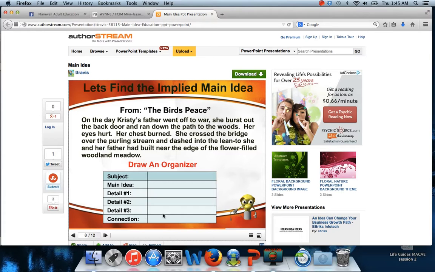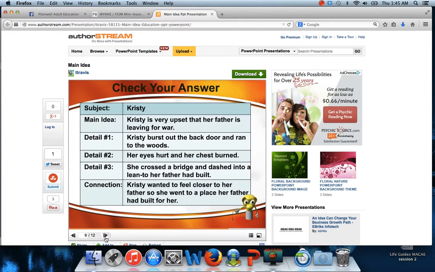Okay, so what are one of the details that you might have identified? Well, Christy burst out the back door and ran into the woods. Her eyes hurt and her chest burned. She crossed a bridge and dashed into the lean-to her father had built. Okay, so I know that this is about Christy. Lots of Christy in these details, so I'm going to go with the subject that it's about Christy.